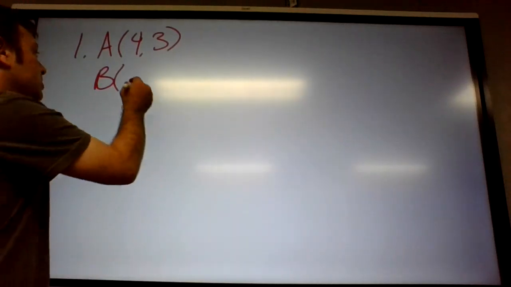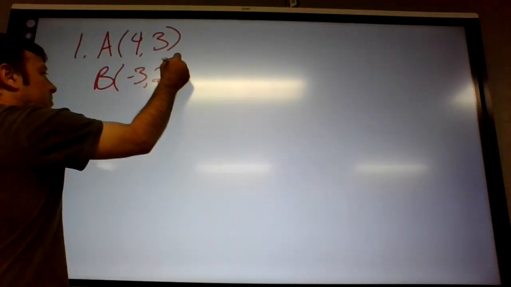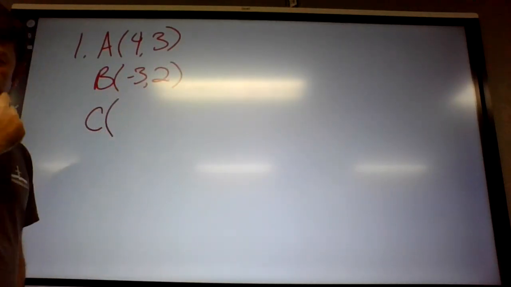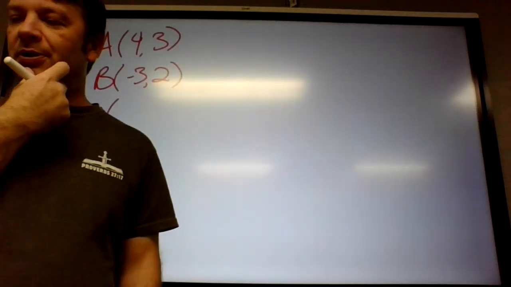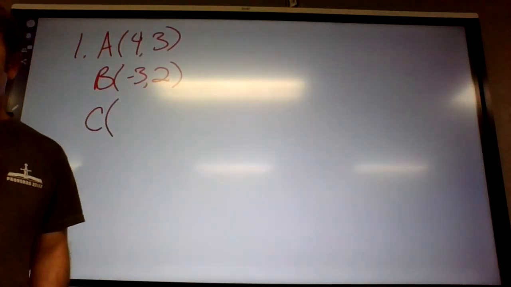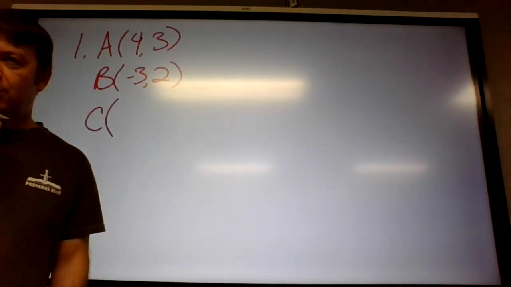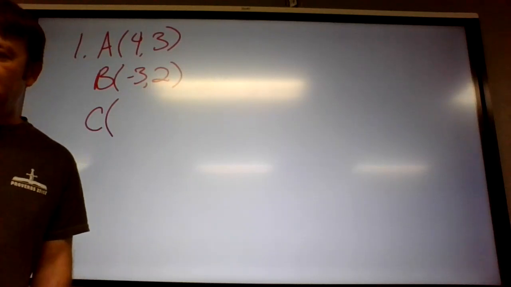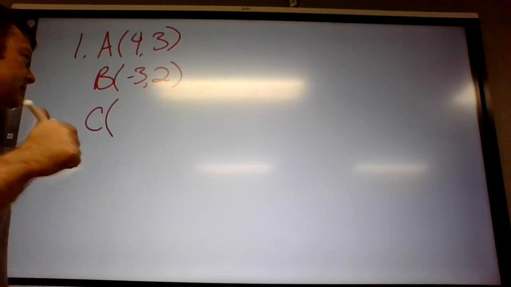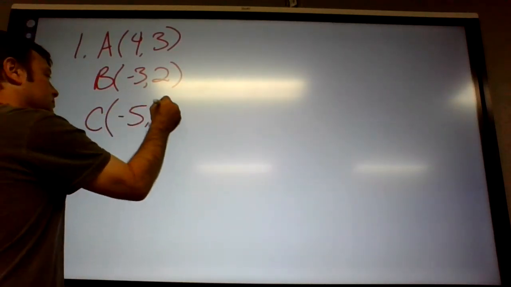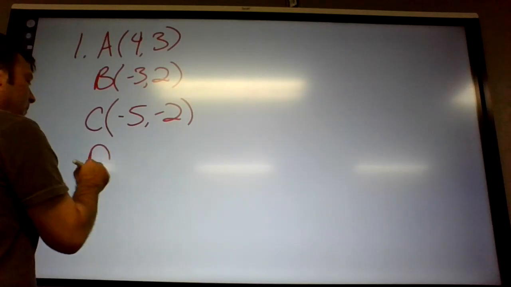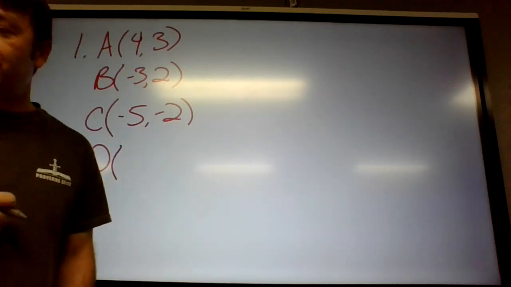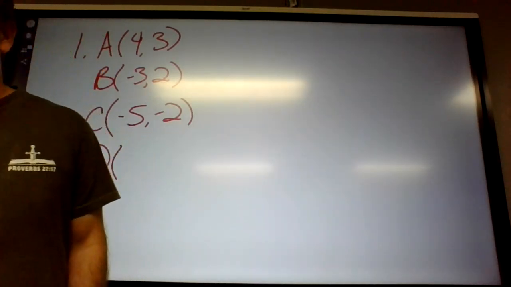-3, 2. Luke, what are the coordinates for C? -5, 2. Close. -5, negative. There you go. Good job, Luke. Okay, Katie, what are the coordinates for D?